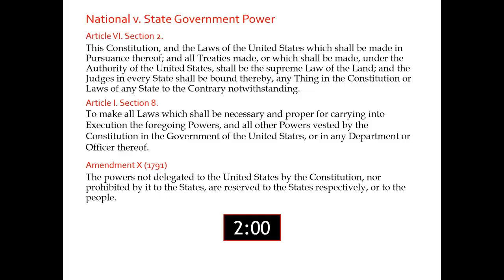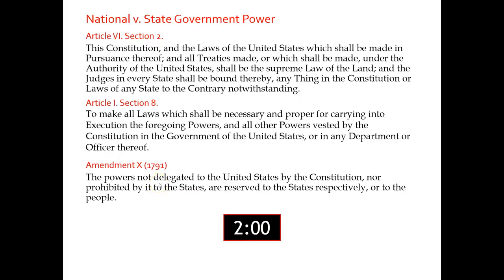And finally, Amendment 10 is where the reserved powers come from: powers not delegated to the U.S. by the Constitution nor prohibited by it to the states are reserved to the states respectively or to the people. So Article 6 says the Constitution and federal laws are supreme. The federal government has not just the enumerated powers, but anything that's necessary and proper for carrying them out. And then the 10th Amendment says, hey, if it's not given to the federal government, then the state has that power, so reserved powers.